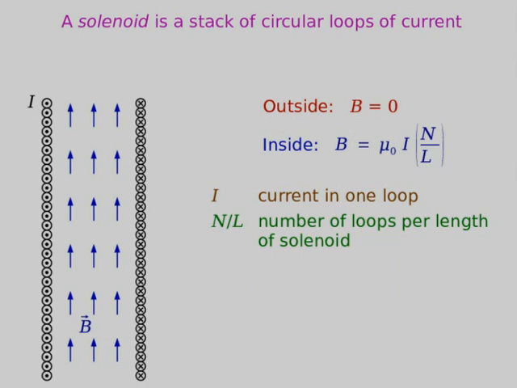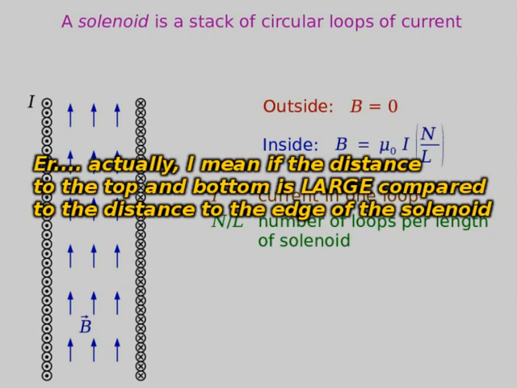We're going to define N divided by L as the number of loops per length of solenoid. So if you have N current loops stacked on top of each other and it makes a solenoid that's got length L, then N over L is loops per length of solenoid. Because again, this expression I'm going to give you only really works for an extremely long solenoid. But again, what does extremely long mean? It means the distance to the top or bottom of the solenoid is small compared to how far you are from one of the edges of the cylinder.